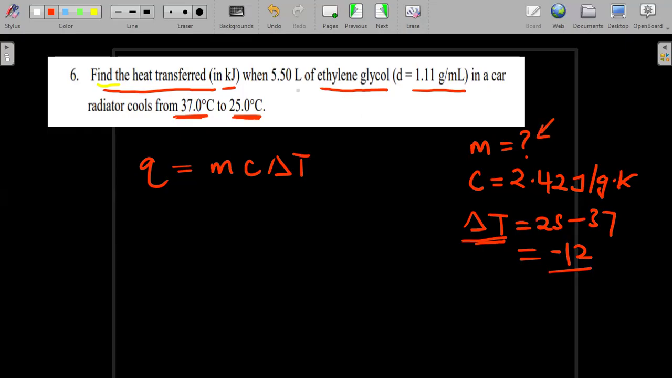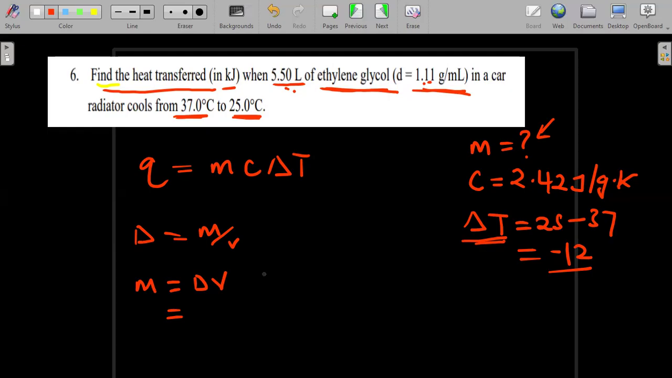We can see from the question that we've been given the volume and the density of this ethylene glycol. So we can use this density and this volume to find the mass of this ethylene glycol. Density is equal to mass over volume, meaning that mass is equal to density multiplied by volume. So we're just going to multiply.